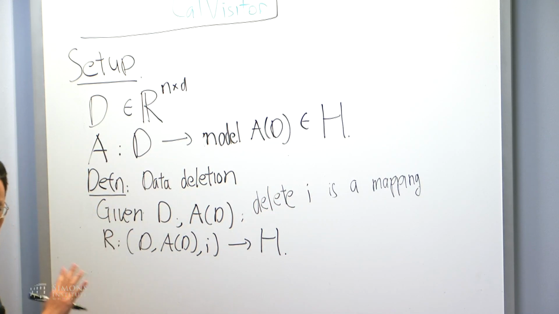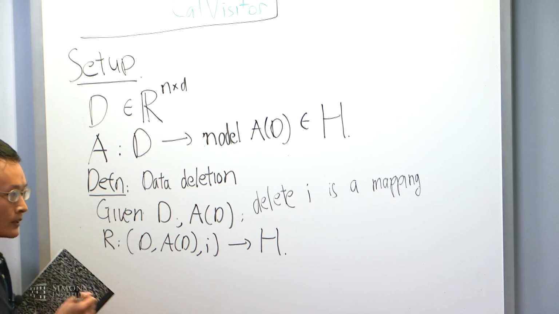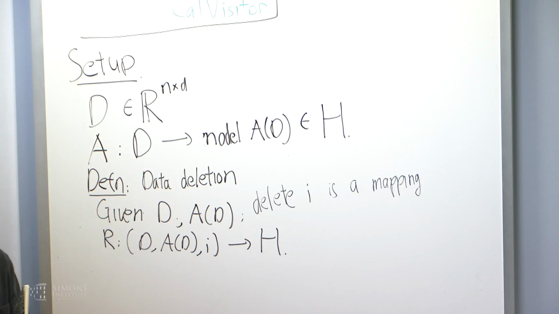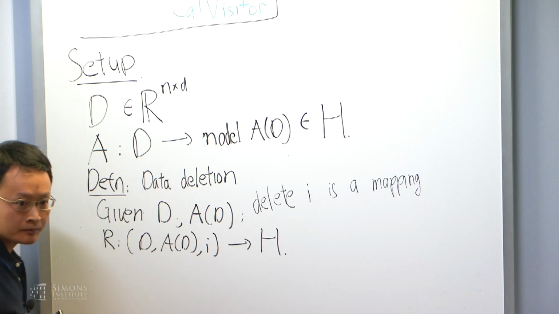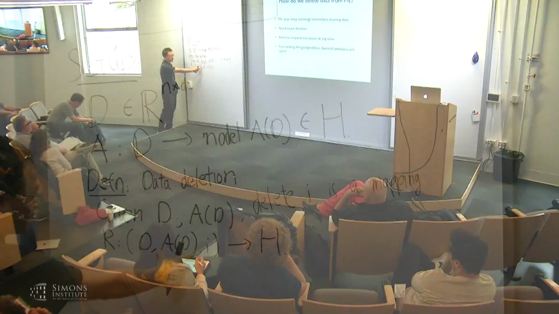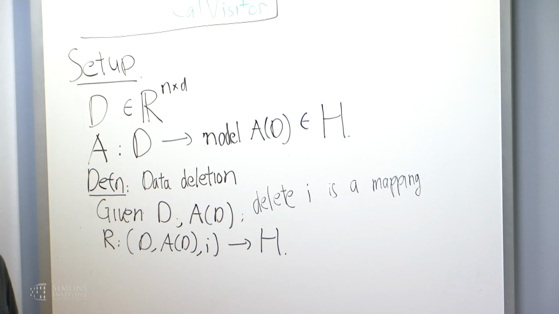This is just a general way to say that a deletion operation takes as input my training data set, the model that I already have, and the point I want to remove, and spits back out a new learning algorithm, a new classifier, a new regression model. When you write A of D, do you mean the algorithm or the outcome of applying A on D? Yeah, this is the learned model, like the weights of my network.